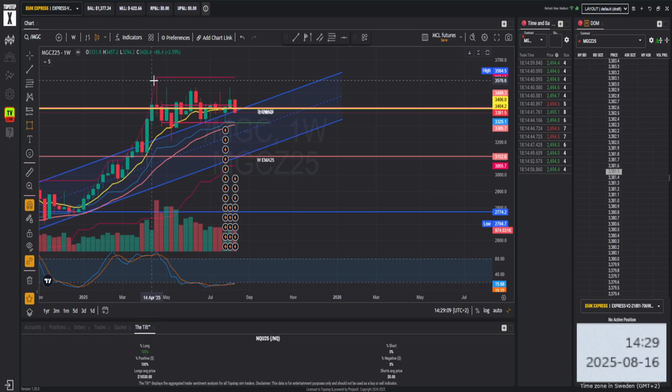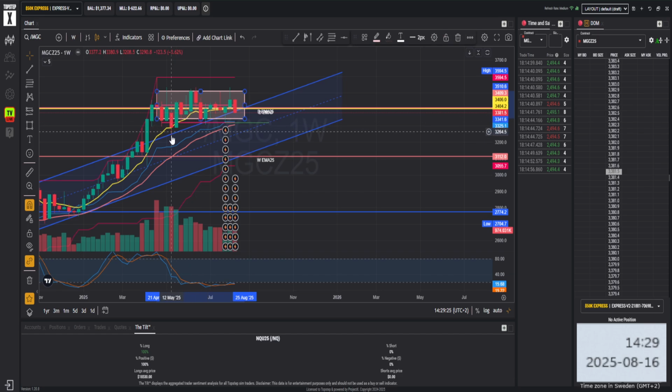Is this a topping area? This is the range since April. Extremes below, yes. But come back, go lower, come back, go lower, come back.